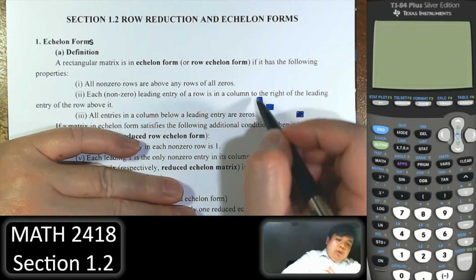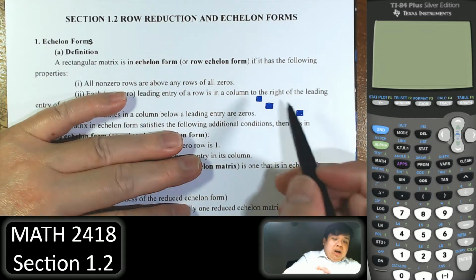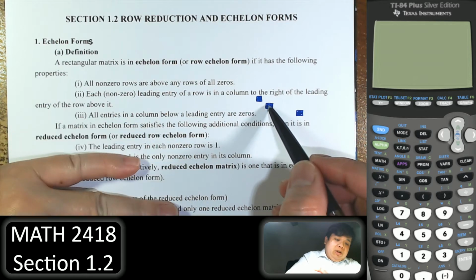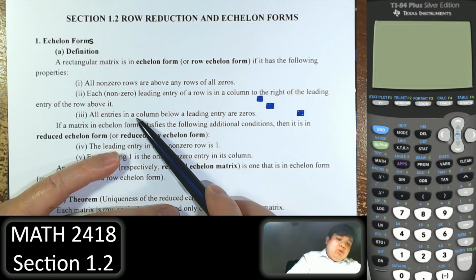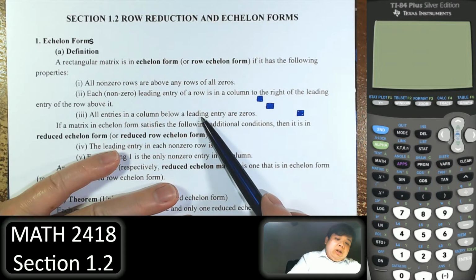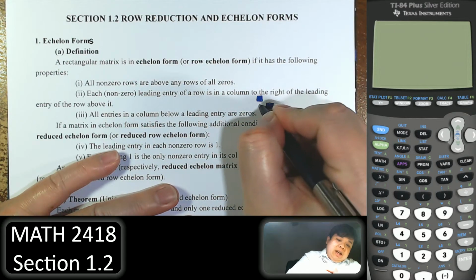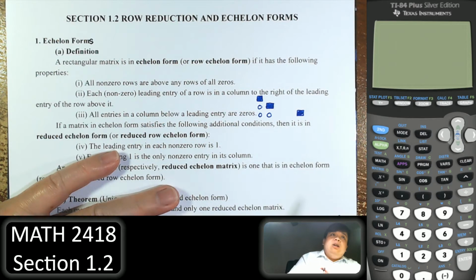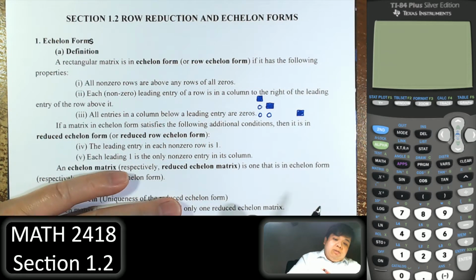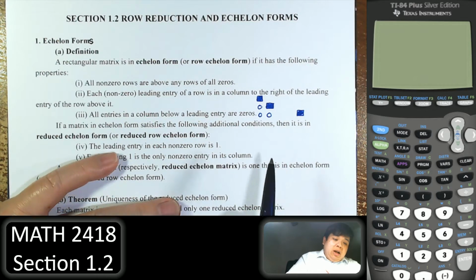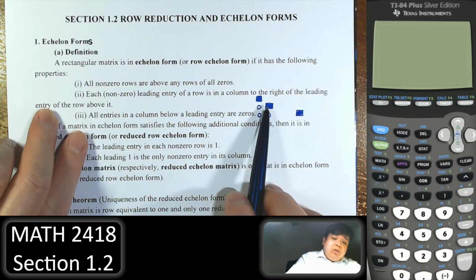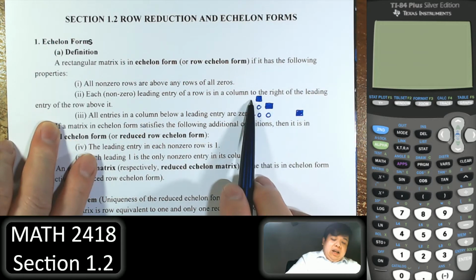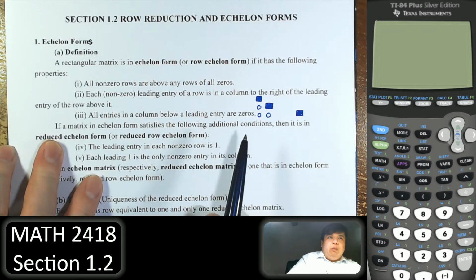For each row we go down, we move to the right, maybe one spot or two spots, but it has to be to the right of the one above. And then all entries in the column below the leading entry have to be 0. So this is an example of an echelon form matrix. Once again, the non-zero entries are the leading entries, and they have to align in the echelon formation.